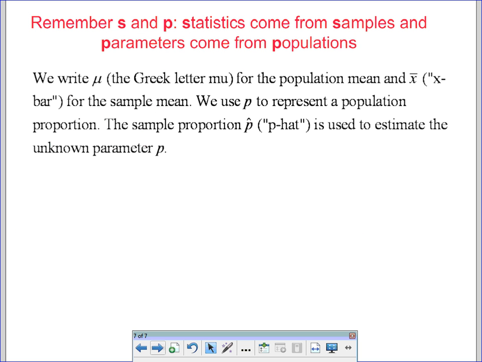Remember s and p for statistics. S and statistics come from samples. Parameters come from populations. We use Greek letters generally for populations, and we use symbols like p hat, x bar, s sub x. Everything has extra writing when it's just a statistic.